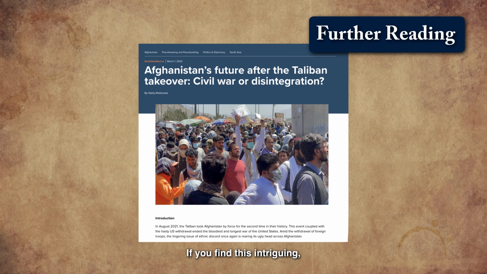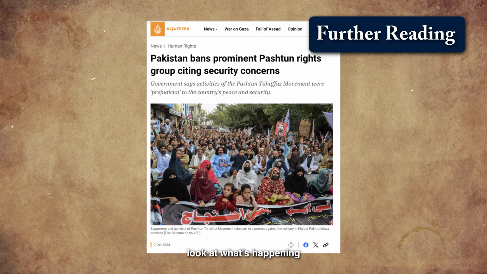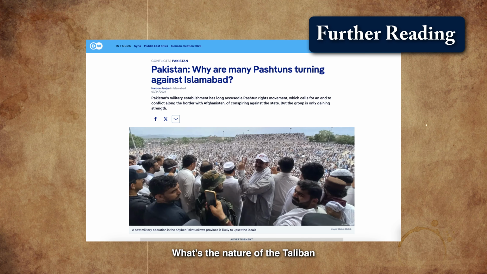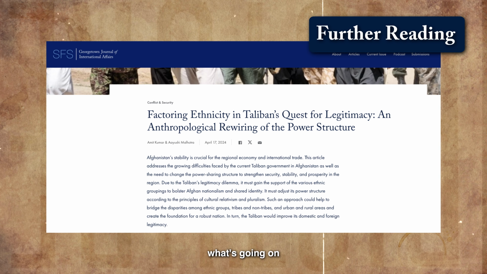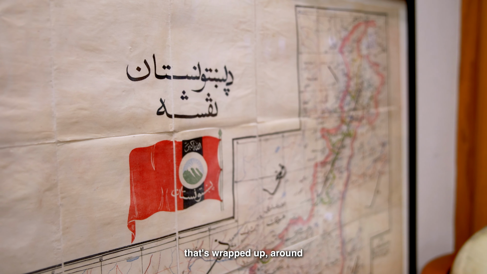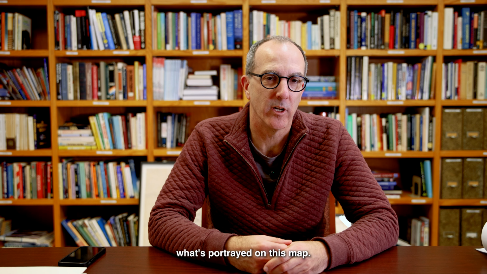If you find this intriguing, you could use it to look at what's happening in Pakistan today, what's the nature of the Taliban in Afghanistan today, what's going on in Central Asia today. There's a lot that's wrapped up around what's portrayed on this map.